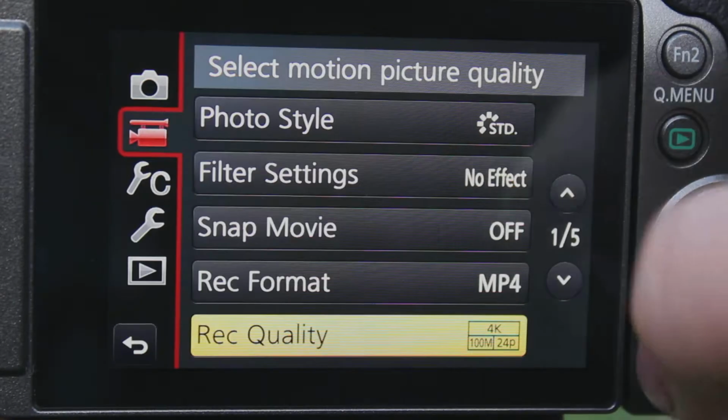The first thing that you need to think about when shooting your B-roll is frames per second. You can use 24 frames per second for a cinematic look, and you can use 60 or 120 frames per second for a smooth or slow motion look.